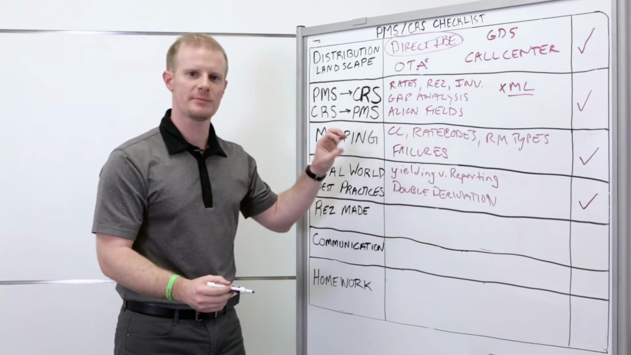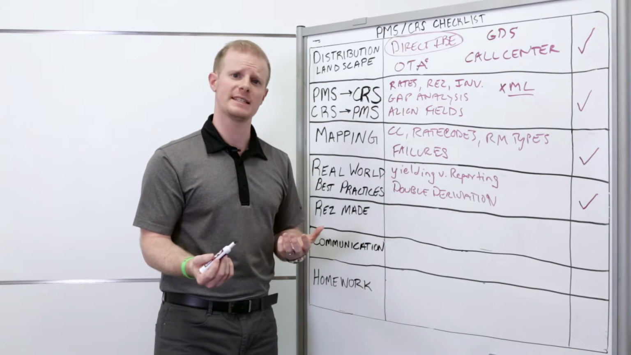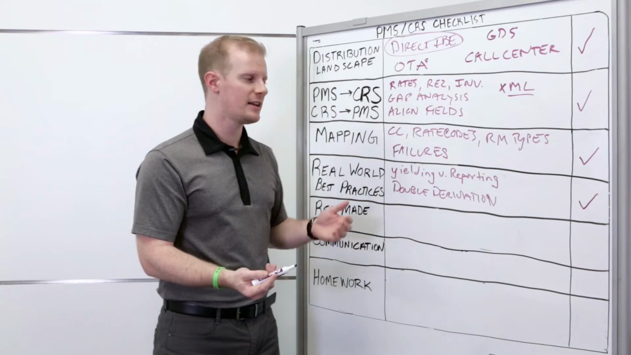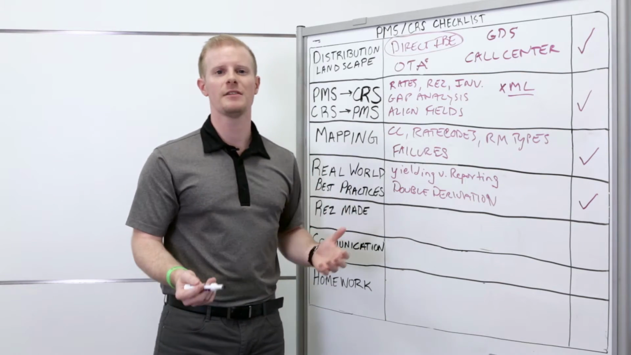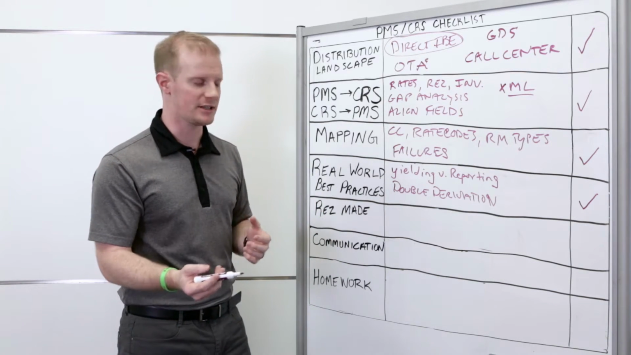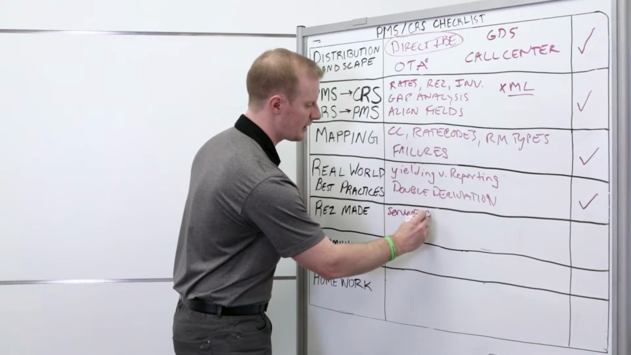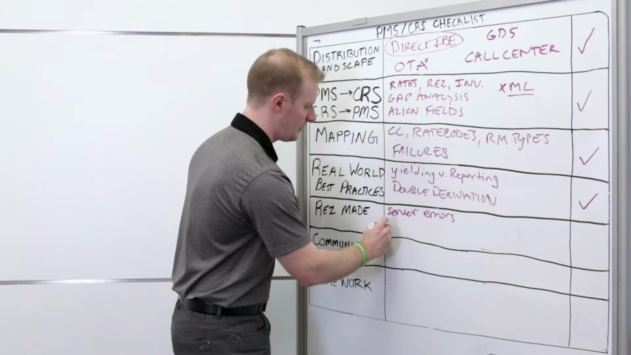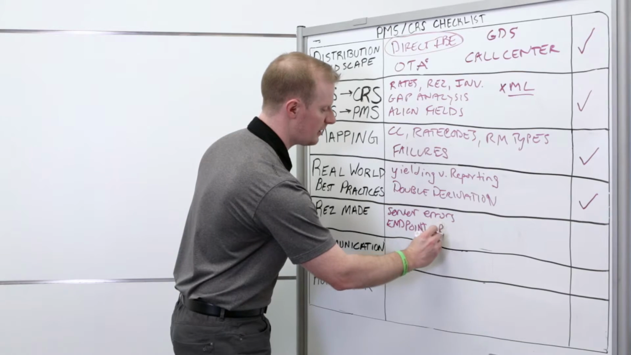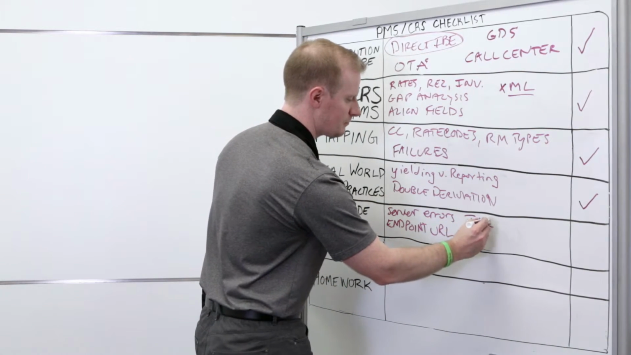So if the technology piece makes sense, and the real-world practice is something that you could adopt, or if you're already doing it today, great. We now know that a reservation could be made. So when a reservation is made through any of your various channels, are you receiving it, and are you receiving all of the information? Oftentimes, there can be server errors. There can be endpoint URL issues. There can be timeouts.